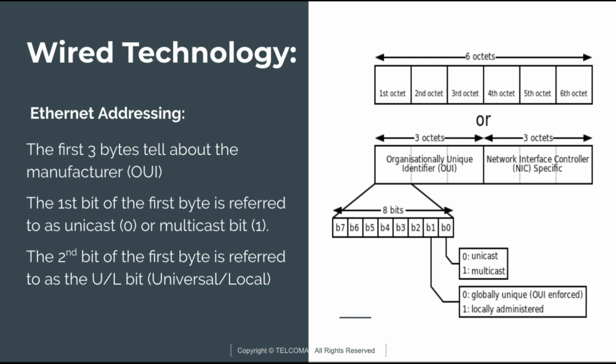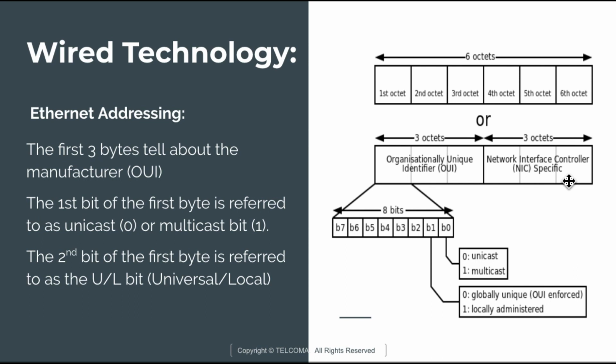In Ethernet addressing, it is also known as the organizationally unique identifier, that is OUI. Here there are 6 octets: first, second, third, fourth, fifth and sixth. The first 3 octets are known as the OUI, that is organizationally unique identifier, and the last 3 octets are known as the NIC, that is network interface controller specification.